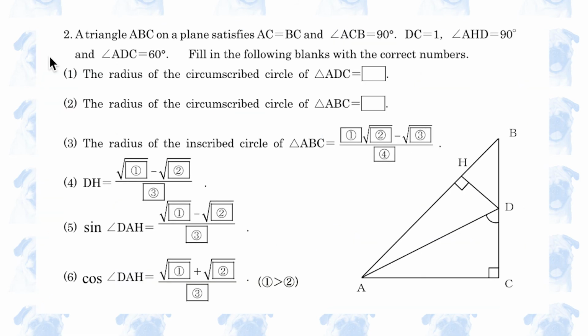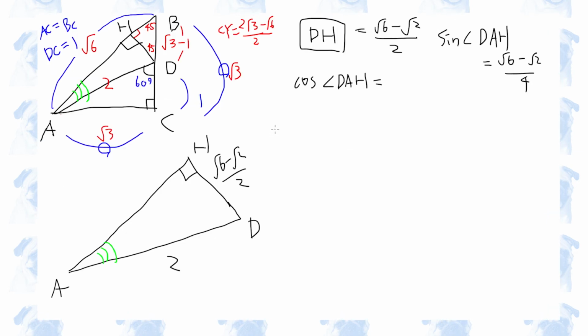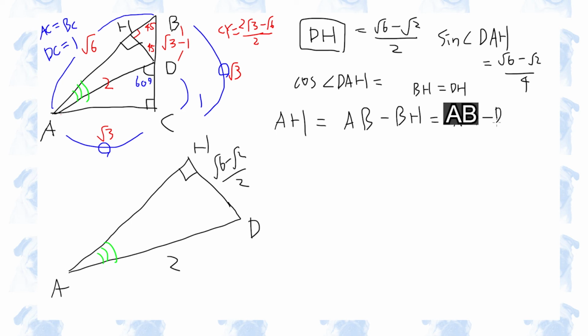And in question 6, we need to find cosine DAH. Now, let's first of all find AH. AH is AB minus BH. And we know that BH equals DH. So we are basically calculating AB minus DH, which is root 6 minus root 2 over 2.